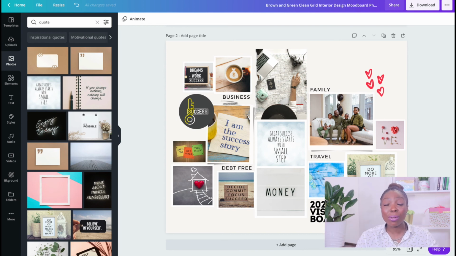So that is how easy it is to create a digital vision board. But the most important thing is that I'm able to carry this digital vision board on my phone, and it's incredible because it goes with me everywhere and I look at it everywhere that I go. Every time I open my phone, the first thing that I see is my digital vision board. So there you have it.